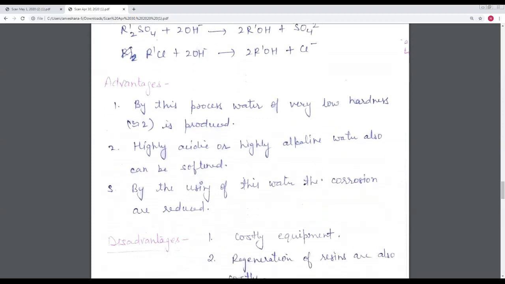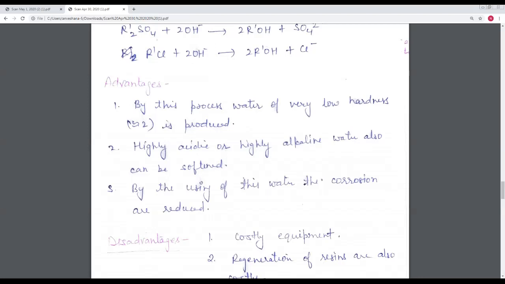Now, every method has some advantages and some disadvantages also. First of all, we have discussed its advantages. By this process, the water has very low hardness, approximately less than 2 ppm. Second, highly acidic and highly alkaline water can also be softened by this method. By using this water, corrosion is reduced.